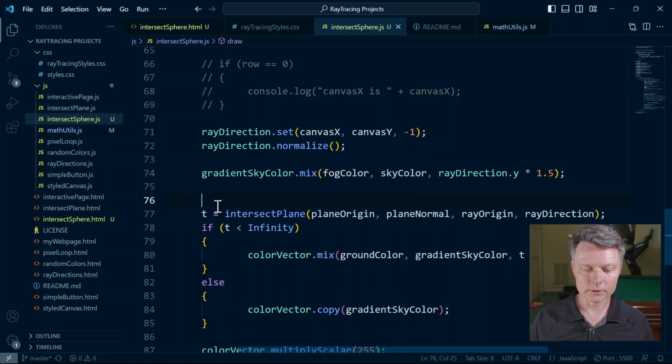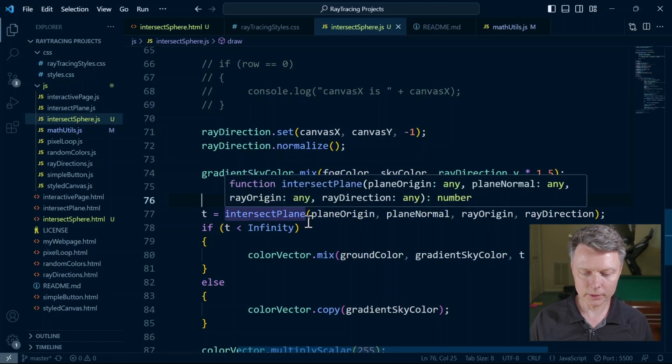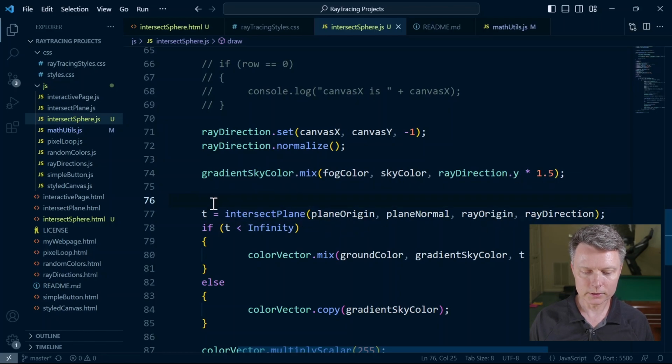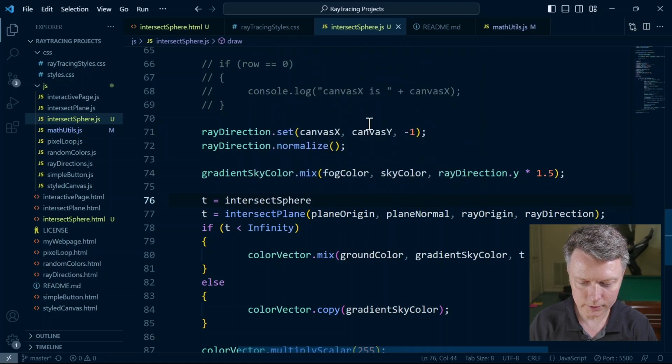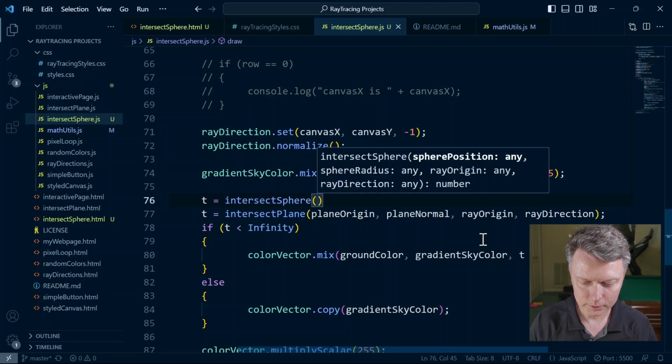And let's do a similar function call here on this line. So just like we had t equals intersect plane with these parameters, let's do t equals intersectSphere. And so that way we can also check for the sphere. So now t equals intersect, and it should pop up here, intersectSphere. And that's also a function, so it needs parentheses, opening parenthesis, and it reminds us of what parameters it takes. So it needs the sphere position, it needs the radius, and then the ray origin and the ray direction.